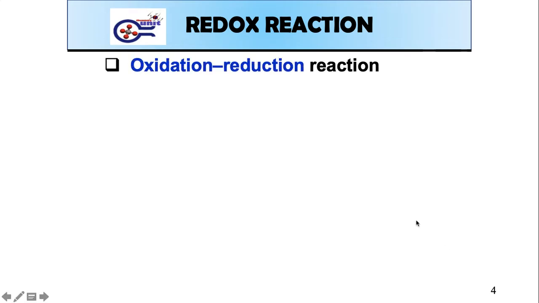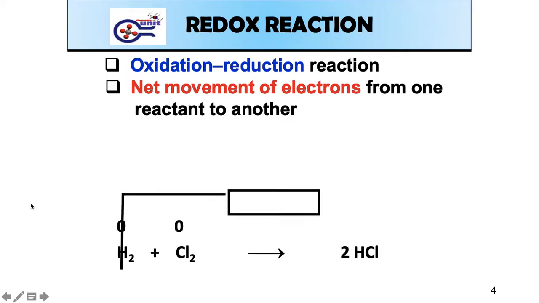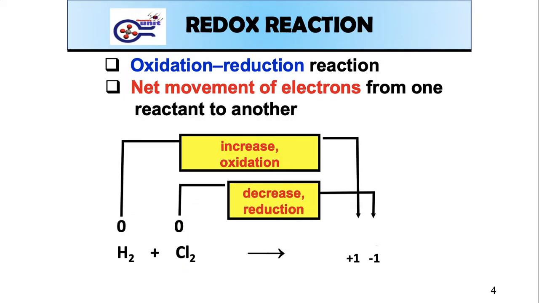Redox reaction. The word redox comes from oxidation and reduction: RED, reduction; OX, oxidation. It's a net movement of electrons from one reactant to another. So if we have a look here, hydrogen reacts with chlorine to produce 2 moles of hydrochloric acid.